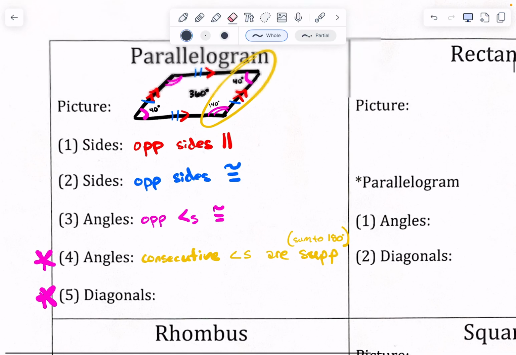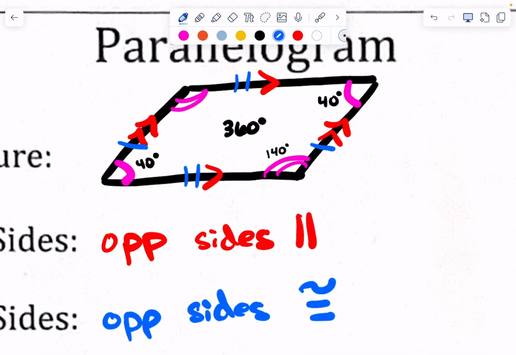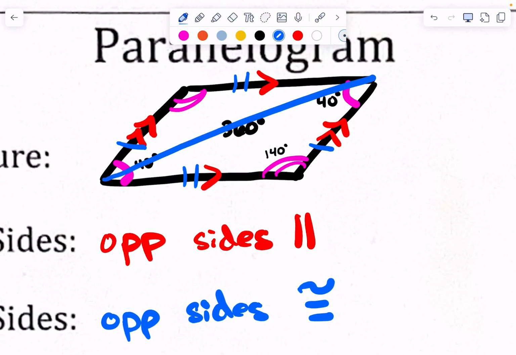Okay, etc. So that might be one that's a little bit harder to recall. Yes, it makes sense, but it's a little harder to remember. Okay, so I have you put a star by that. And then the last thing has to do with the diagonals. Okay, and here's what a diagonal looks like. It looks like a diagonal. It's this guy right here and this guy right here.